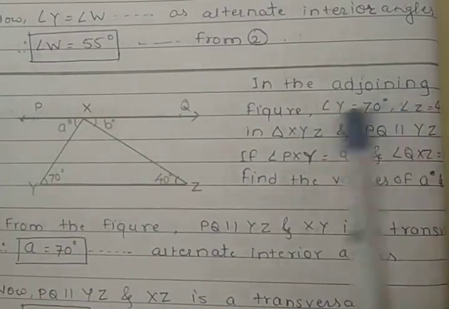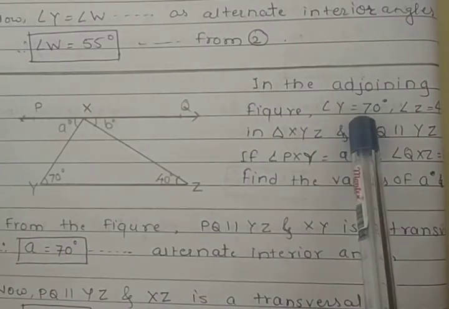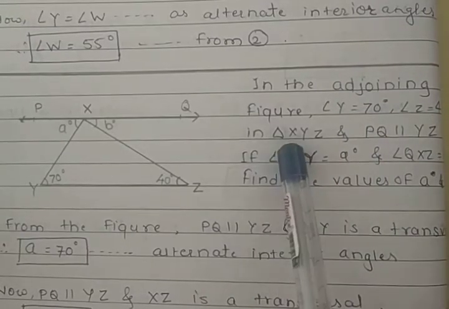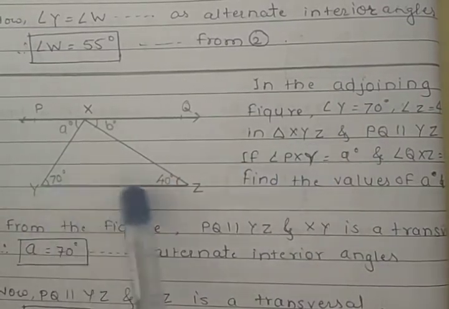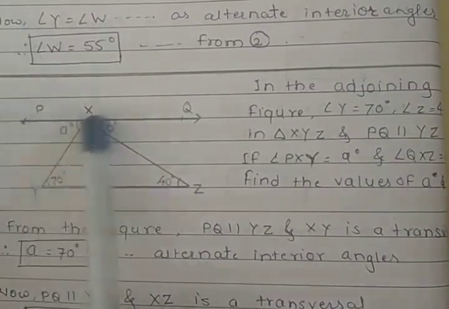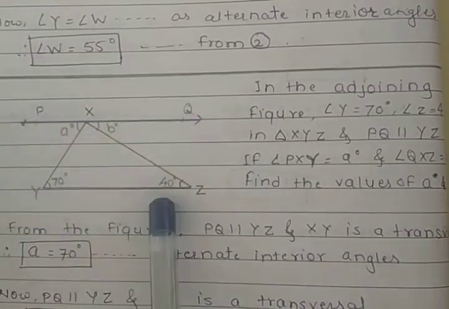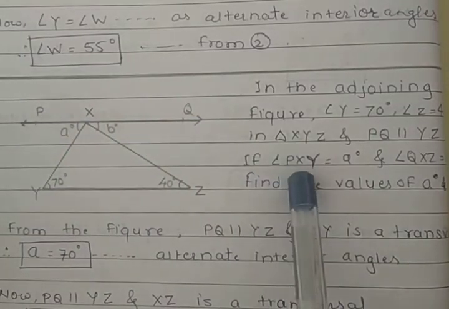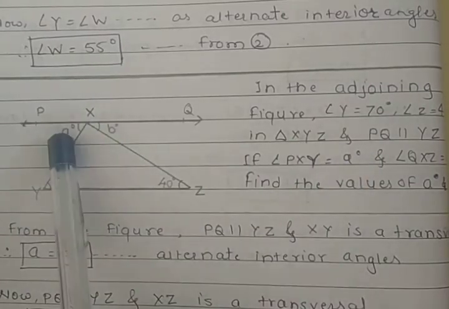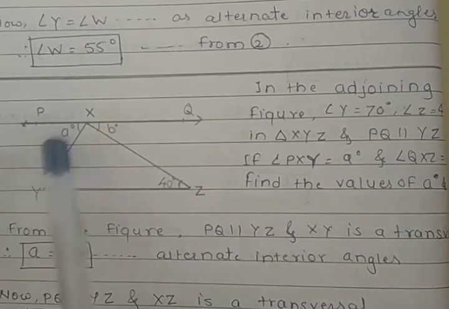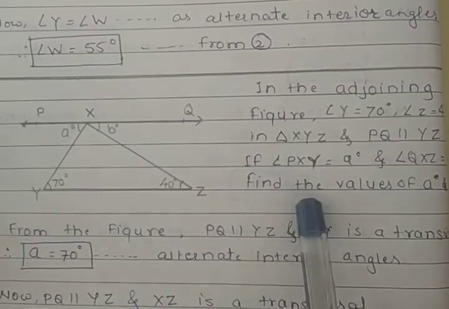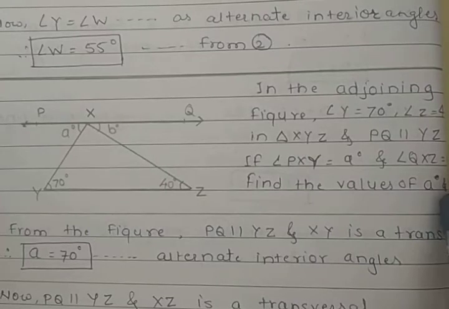In the adjoining figure, angle Y is equal to 70 degrees and angle Z is equal to 40 degrees in triangle XYZ. You can see over here. And line PQ is parallel to YZ. If angle PXY is equal to A degrees and angle QXZ is B degrees, then find the values of A and B. This is the question.